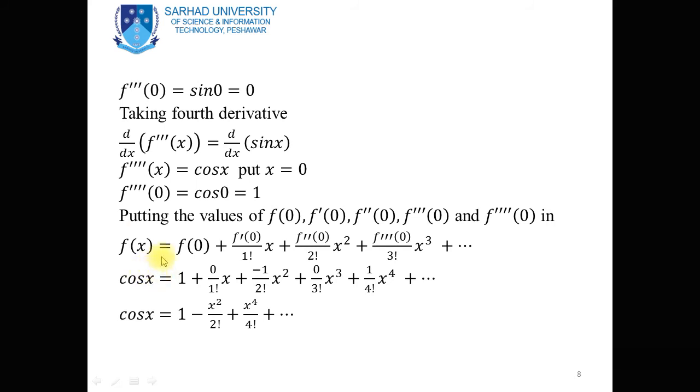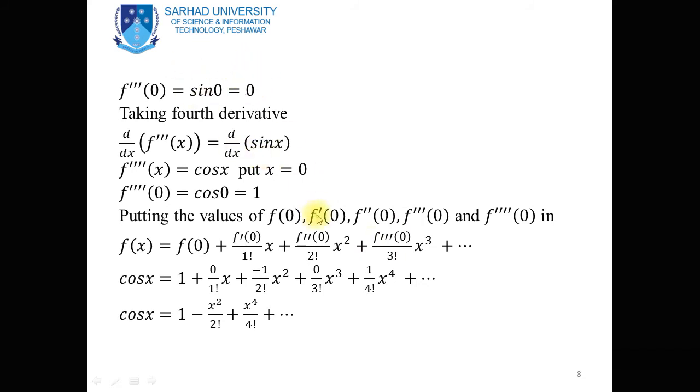So the Maclaurin series for cos x: f of 0 value is 1 and f prime at 0 value is 0. So 0 divided by 1 factorial into x, and the second order derivative of the function at x equal to 0 is actually minus 1. So minus 1 divided by 2 factorial into x square, and the third order derivative of the function you see over here is equal to 0.